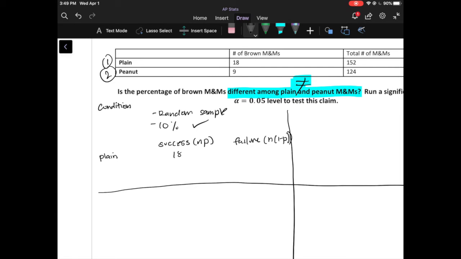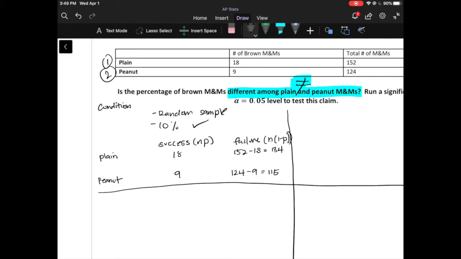So in the plain bag, we had 18 successes because we are saying that a success is a brown M&M. And in the peanut one, we say that the success is 9 because we had found 9 of them. Now, failure is just taking the total, so 152 minus 18, to give us the number of M&Ms that were not brown. So in this case, 152 minus 18 is 134. And for the peanut one, it's 124 minus 9, which is 115.